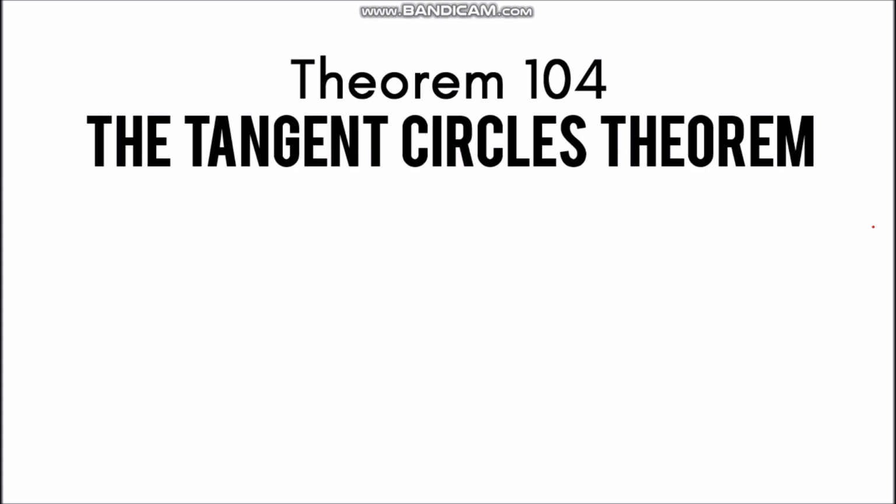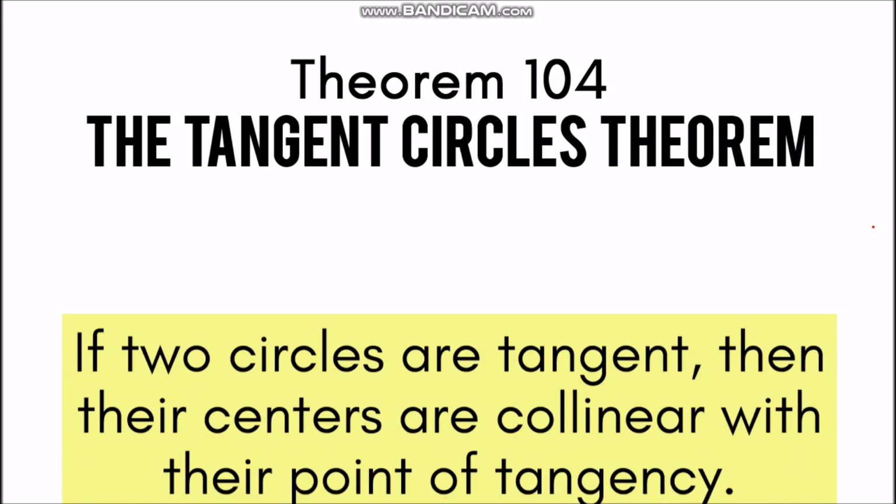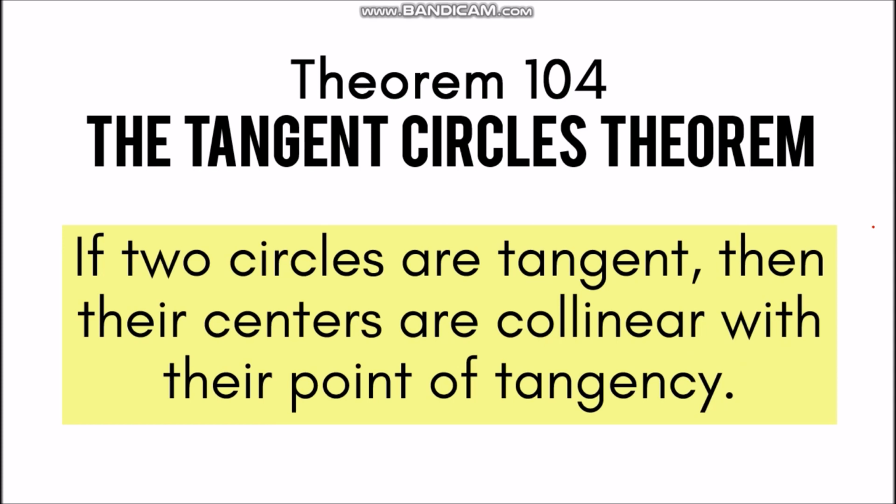And lastly, we have the theorem for tangent circles, which is the tangent circles theorem or theorem 104. It states that if two circles are tangent, then their centers are collinear with their point of tangency. We have this word collinear. When we say collinear, that means they lie on the same line, or points lying on the same line. So that means the two centers together with the point of tangency are lying on the same line.